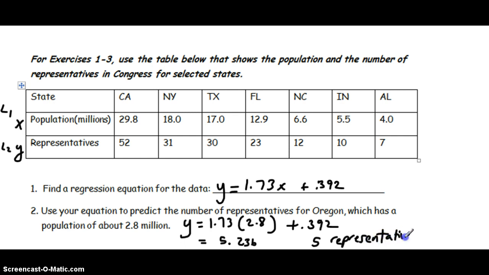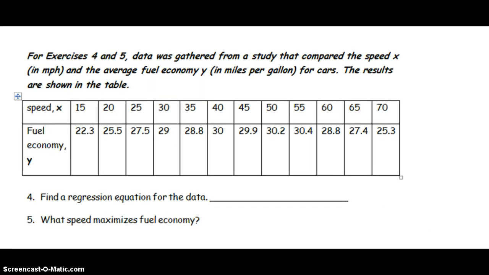Okay, let's try one more. In this problem, we have data that was gathered from a study that compared the speed and the average fuel economy in miles per gallon for cars. So go ahead and use this data to come up with an equation. We're not going to worry about number 5 tonight. I just want you to take a look and figure out what kind of function this is and come up with number 4 here, find a regression equation, and then bring it back.